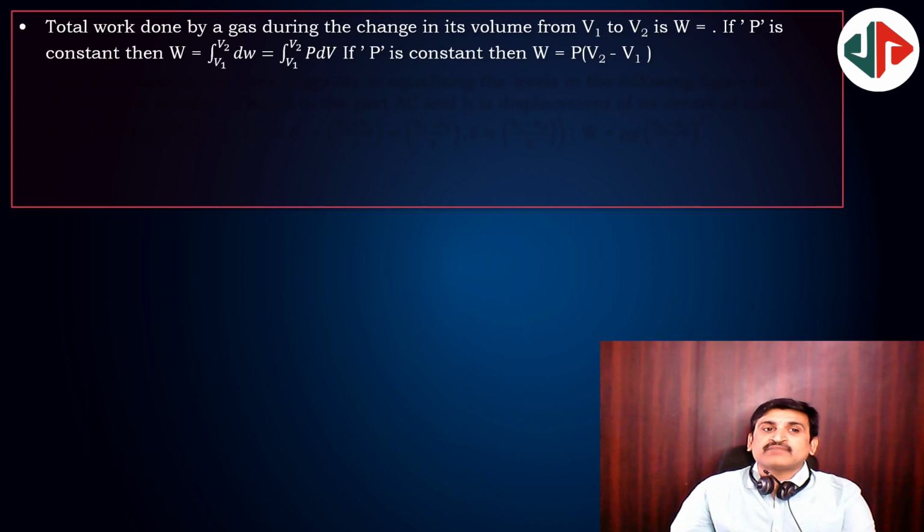Next, total work done by a gas during the change in its volume. See, work done by the gas on expanding itself from V1 to V2 is equal to the pressure at which it expands into the volume change. So this formula will help you even in thermodynamics. Work done is equal to pressure into change in volume, P into V2 minus V1.